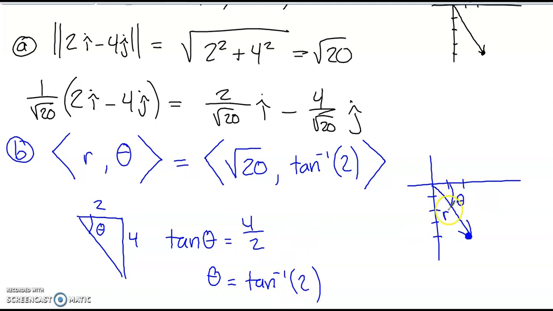This angle, since I'm dropping from the x-axis, is definitely going to be a negative angle. So inverse tangent of 2 is going to be a positive answer. I would need to define a negative value for that.